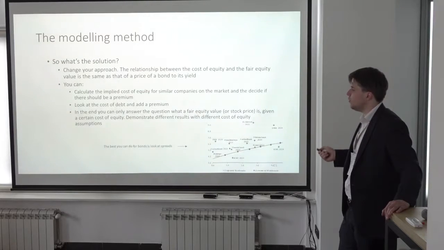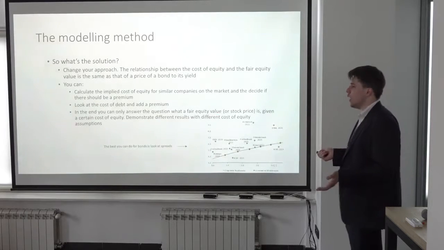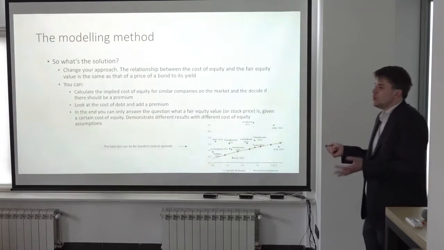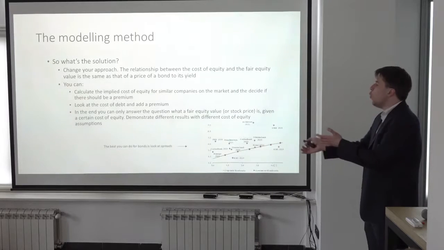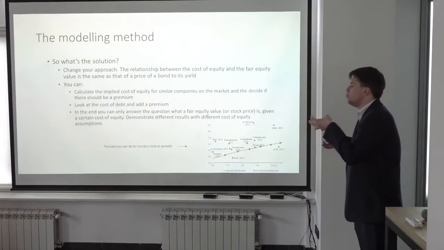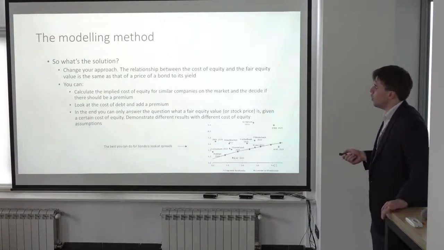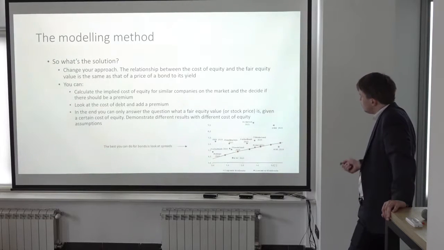The hard thing about valuing equity is that you have two unknowns here. The cash flows are unknown and the discount rate is unknown. Knowing the fair value doesn't make you know the discount rate. It's another parameter that you simply don't know, and there's no way for you to pinpoint it. What happens in bond markets? How do people deal with this in bonds? Well, they look at spreads.